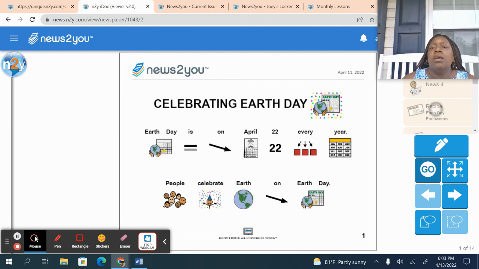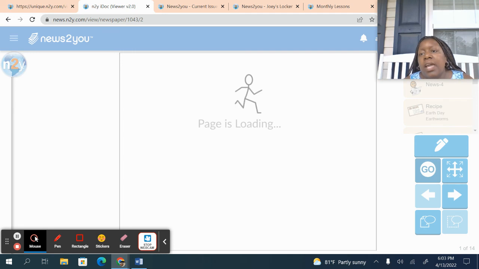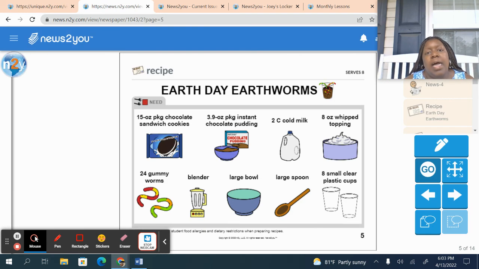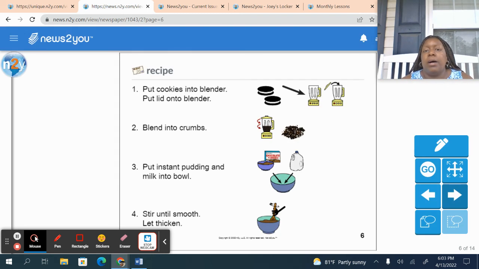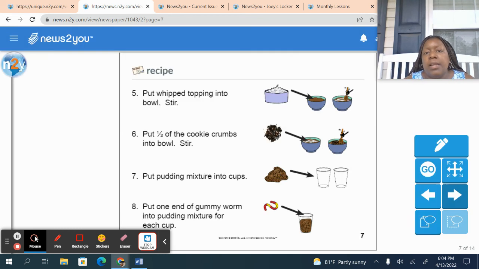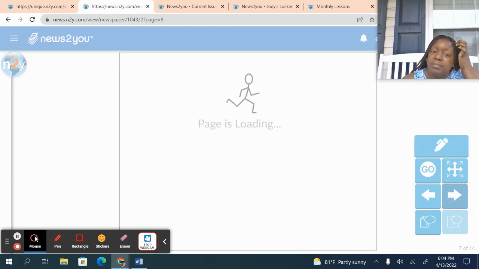So there's a couple pages of it. It's called Earth Day Earthworms. And for the Earth Day earthworms, we need Oreos, we need chocolate pudding. Notice all the picture symbols that we're using are the same as what they get in their picture exchange communication system, because I use symbol sticks on here as well. It gives you all the steps and their picture supported steps so that the students can do them as independently as possible. So it's really, really cool. And once you've gotten all the steps done, it even tells you when you get to eat it.